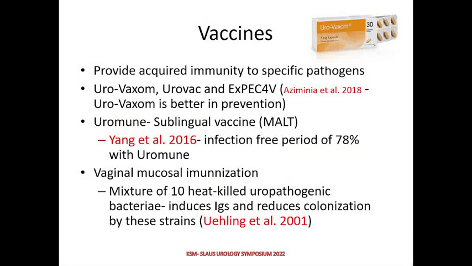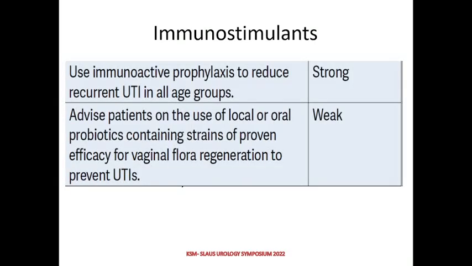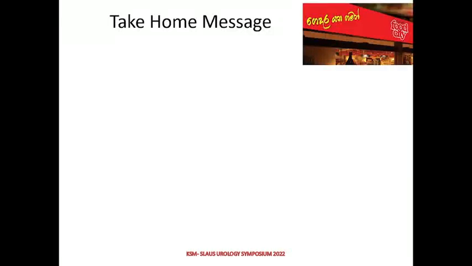Vaccines, it can be oral or local vaginal immunization, or even sublingual vaccines are available. So they can prevent occurrence of recurrent infection. And then immunostimulants. Vaccines are like acquired immunity for a specific organism, while immunostimulants encourage the whole immunity in general. It's a serotype of heat-killed or inert pathogenic bacteria that upregulate the immune response to urinary tract infection. It reduces recurrent UTI by almost 40%. Strong recommendation for use of immunoactive prophylaxis. It is sold commercially in Europe.